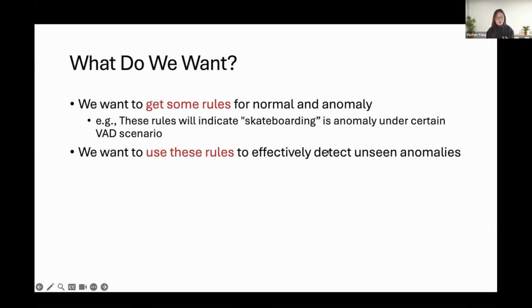So what do we want from a better video anomaly detection system? We want to extract some rules that define normal and anomalous behavior. For example, these rules could indicate that skateboarding is considered an anomaly in a specific VAD scenario, such as inside a pedestrian-only area or a shopping mall. And these rules can also help us not only understand why certain events are classified as anomalies, but also enable us to effectively detect unseen anomalies.